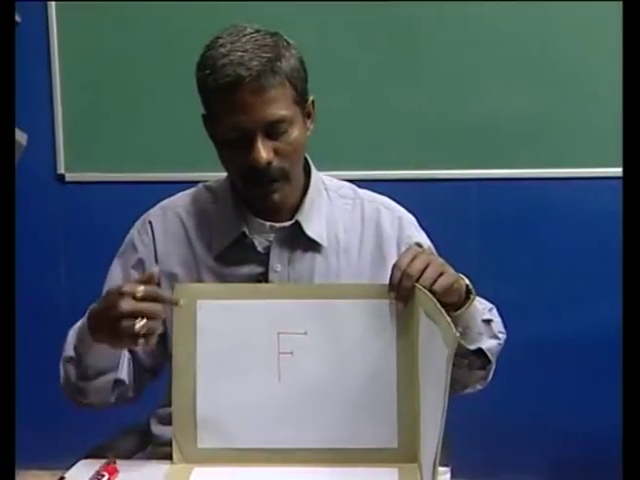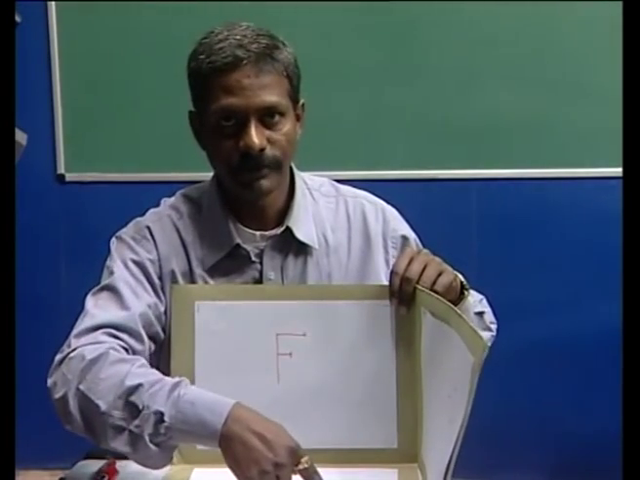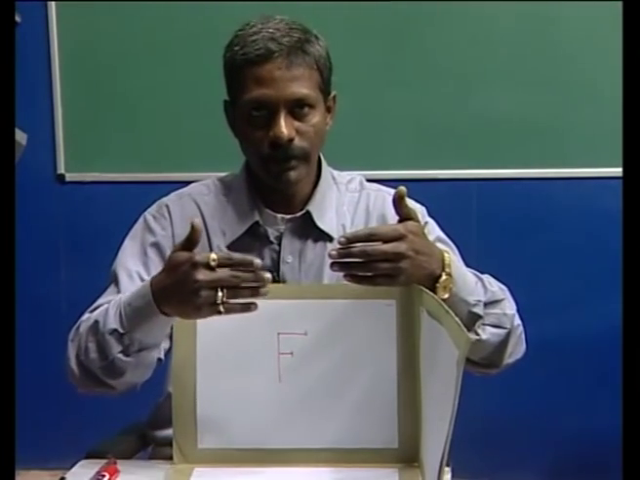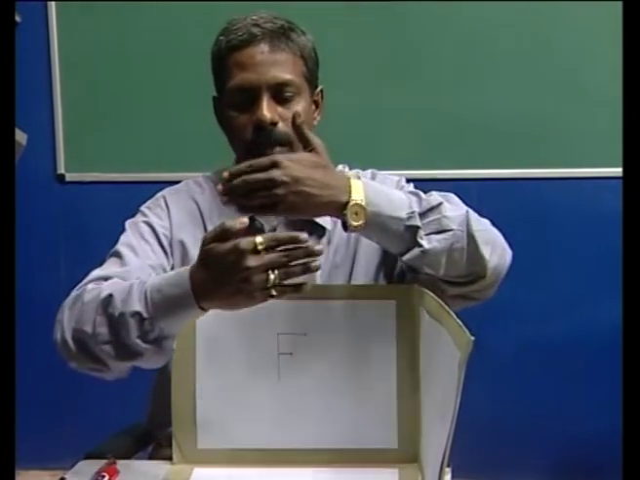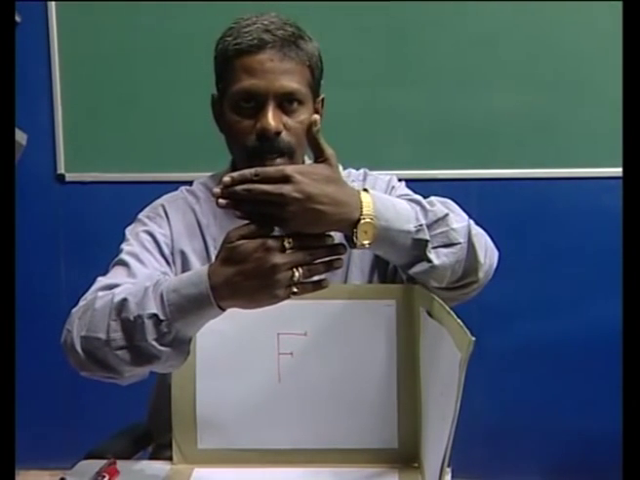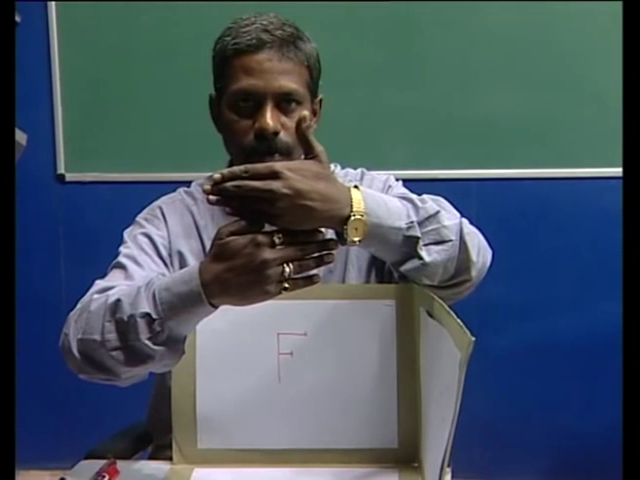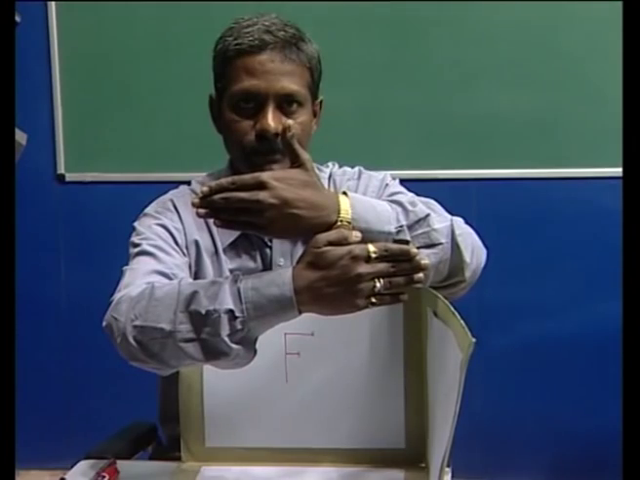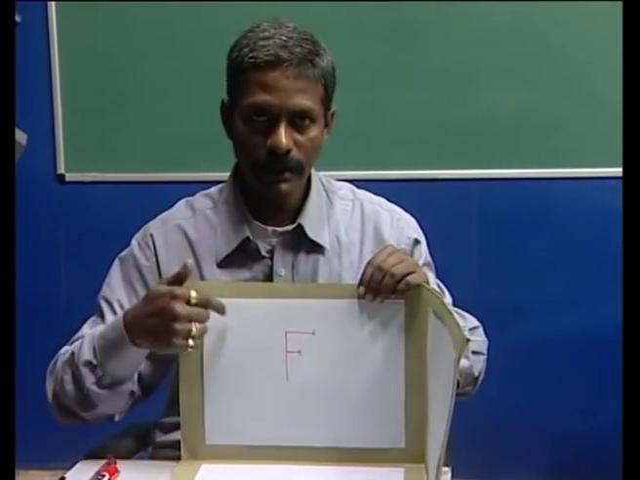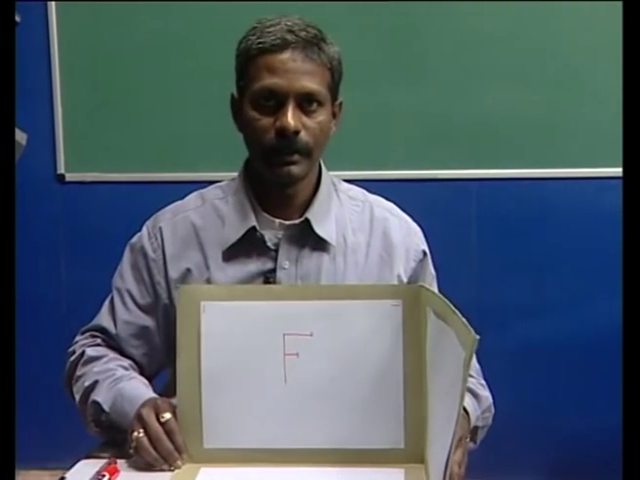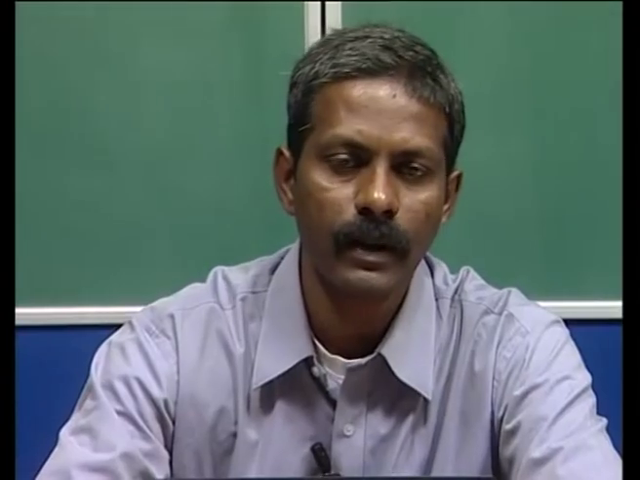The orientations of these planes will be slightly different. If you consider my hands to be those planes, for the third angle projection, this would be my front view. This would be my top view. And the plane here will be my right-hand side view. In other words, these planes get reoriented slightly differently for the third angle projection. Now, this explanation is for the first angle projection.